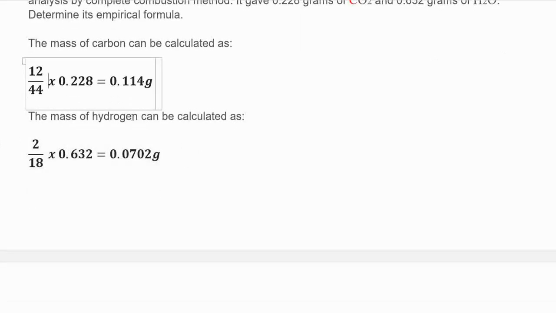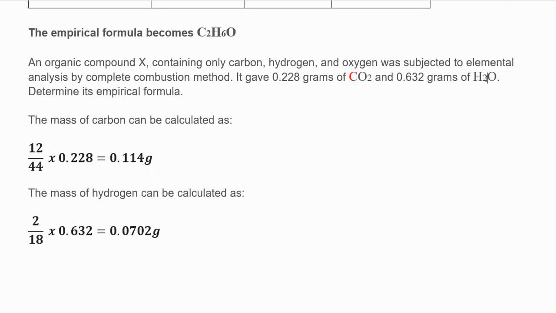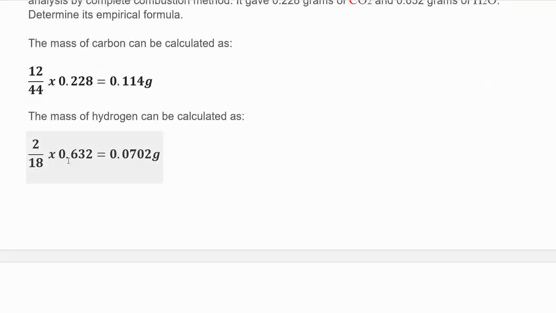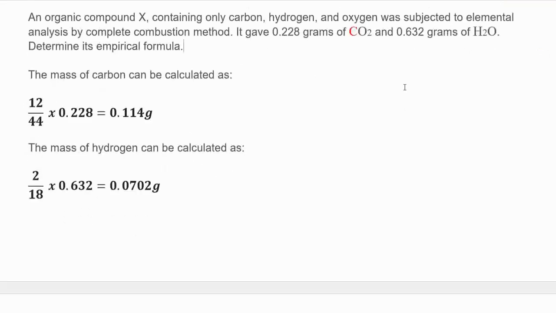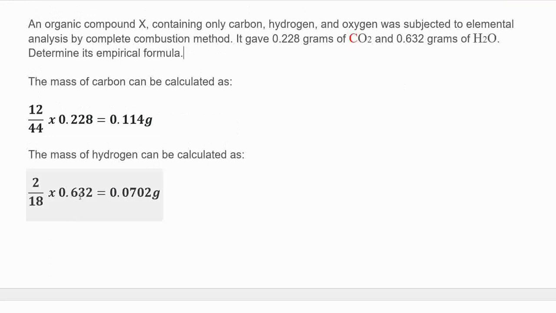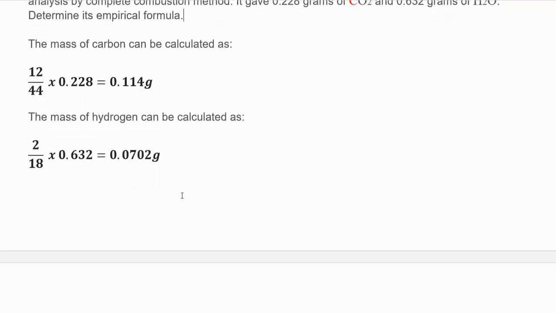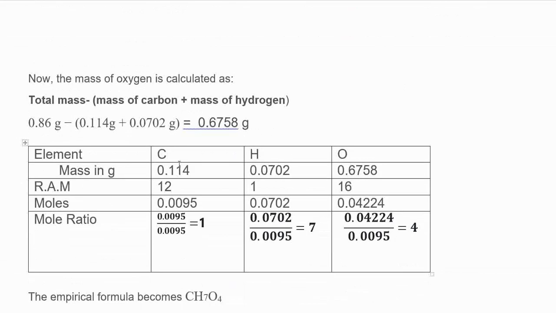The mass of hydrogen can be calculated as follows. Hydrogen here, as you can see, there are 2 atoms, so it is 2 over the total. Total is 18. How do you get 18? It is 16 plus 2. Oxygen is 16, hydrogen is 1 plus 1, which is 2, so 18. So 18 times the total mass. The total mass of water was 0.632. Therefore, the mass of hydrogen only is 0.0702.